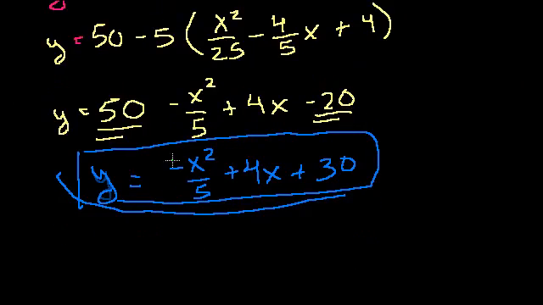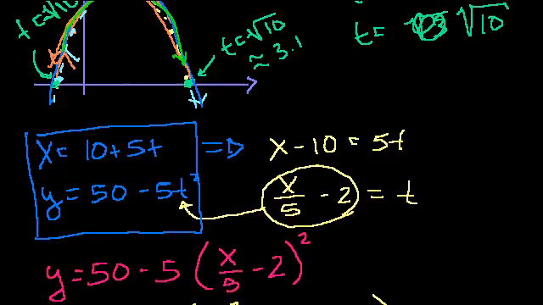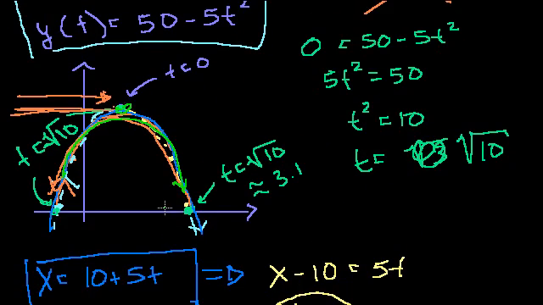Likewise, if I told you this was the path of the object, and then I asked you, where is the object after 5 seconds? You don't know, because this just tells you what the shape, where x is relative to y, or where y is relative to x. It doesn't tell you where you are after 5 seconds. So we've lost all of that information. We've lost the information that this is t equals 0, this is t equals 1, this is t equals 2, this is t equals 3, this is t equals the square root of 10. And that's why parametric equations are useful.